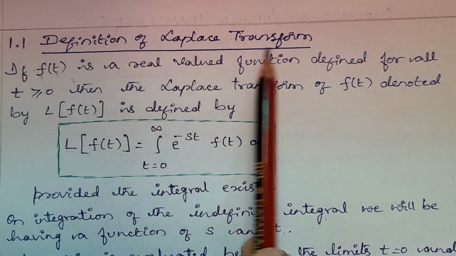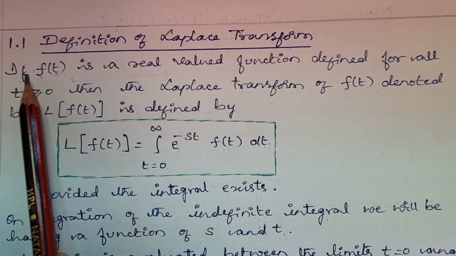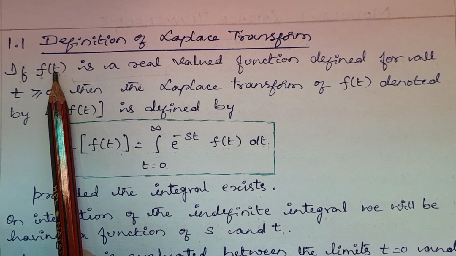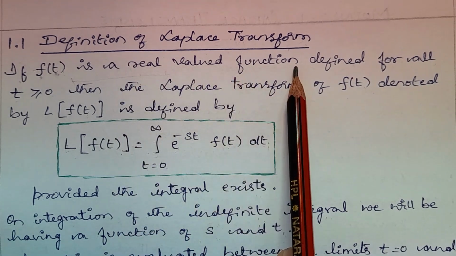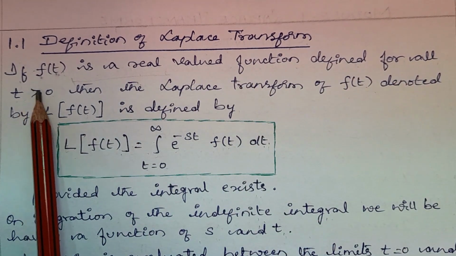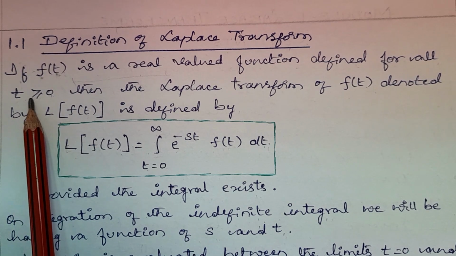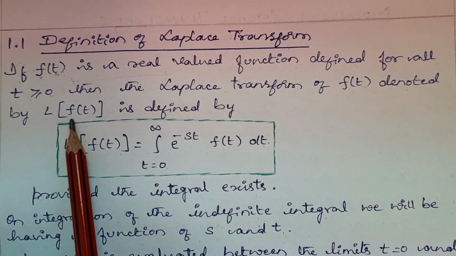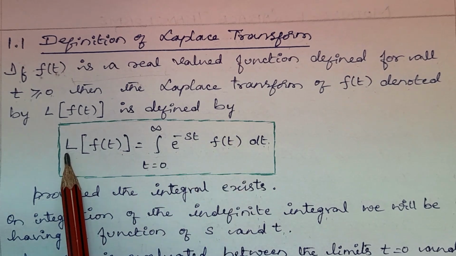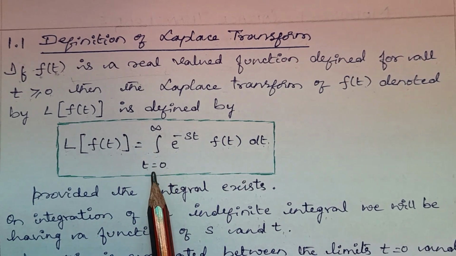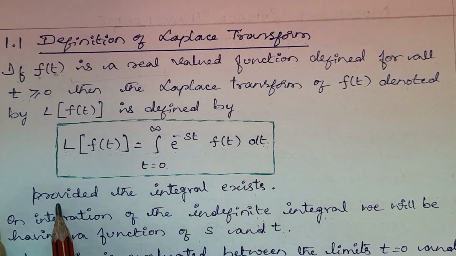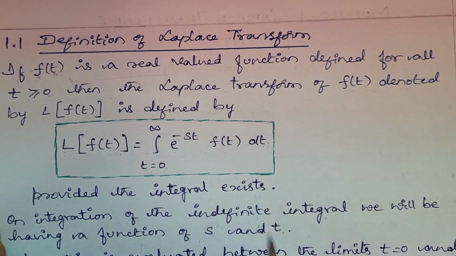1.1, Definition of Laplace transform. If f of t, where t is the independent variable and f of t is the dependent variable, is a real valued function defined for all t greater than or equal to 0, then the Laplace transform of f of t, denoted by L of f of t, is defined by L of f of t equal to the integral from t equal to 0 to infinity of e power of minus st f of t dt, provided the integral exists.